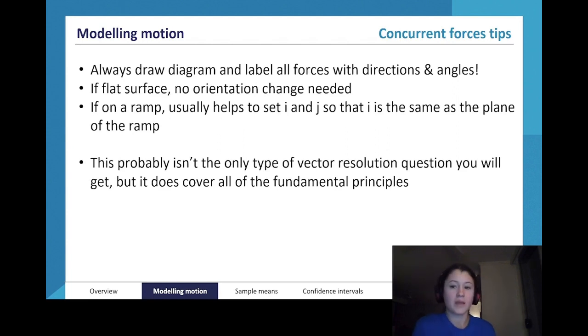All right, here we just have a few tips for concurrent forces. So remember to always draw a diagram and label all of the forces with directions and angles. If it's a flat surface, no orientation change needed. If it's on a ramp or an inclined plane, usually helps to set our I and J so that I is the same as the plane of the ramp. This probably isn't the only type of vector resolution question you'll get, but it covers most of the fundamental principles.